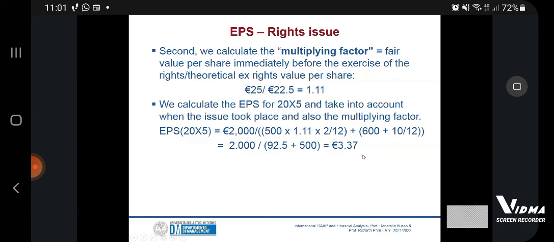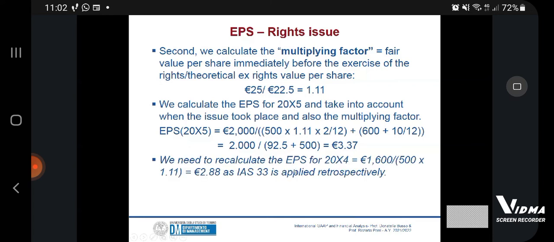Now, the weighted average number of shares, whenever we have a bonus or rights issue, should take into consideration the time period, but also a factor, either a bonus factor in the bonus issue or a multiplying factor in the rights issue. The multiplying factor is slightly more complicated to calculate, but still, I hope you understood how to do that. Now, how do we also use the multiplying factor? Remember, we need to restate, we need to recalculate the earnings per share for the previous year, according to the requirements of IAS 33, to go back and apply retrospectively to the earliest period reported in the financial statements.